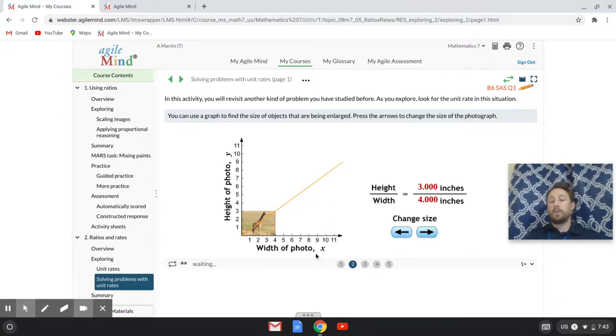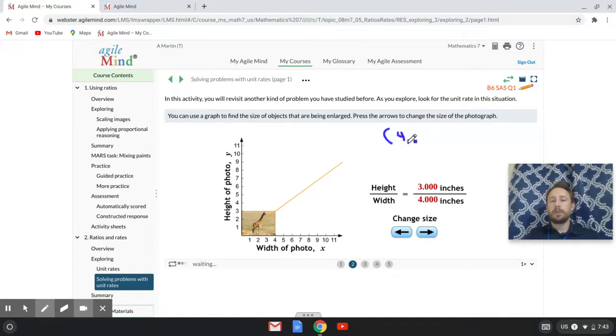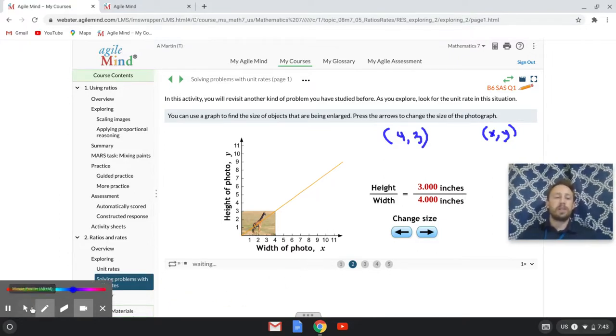So right now, what I want you to notice is that our ordered pair for this one would be 4 to 3, because the ordered pair is X to Y. And that's how we graph. So in this case, we go from 0 to 4, and then we would go up 3 on our Y. And so our ordered pair is 4 to 3. So let's see what the next ordered pair would be.